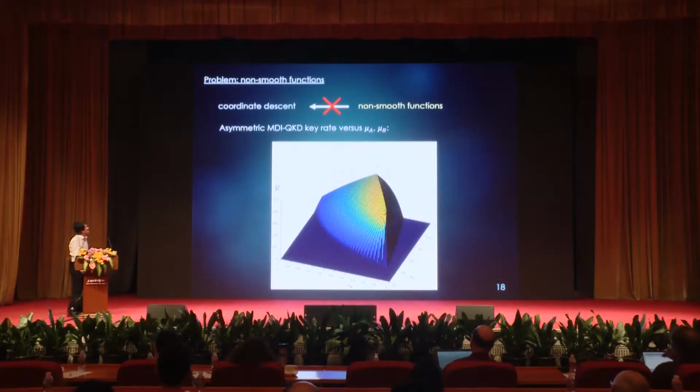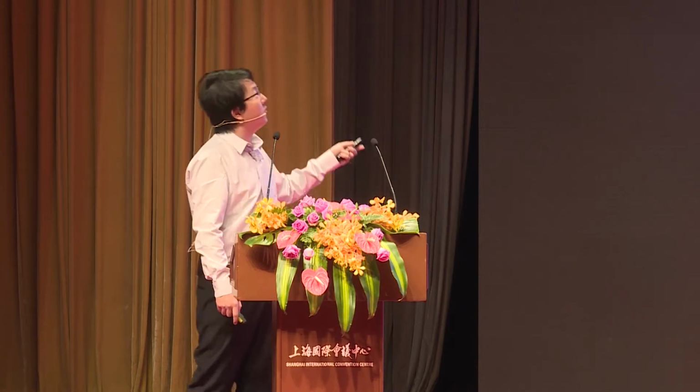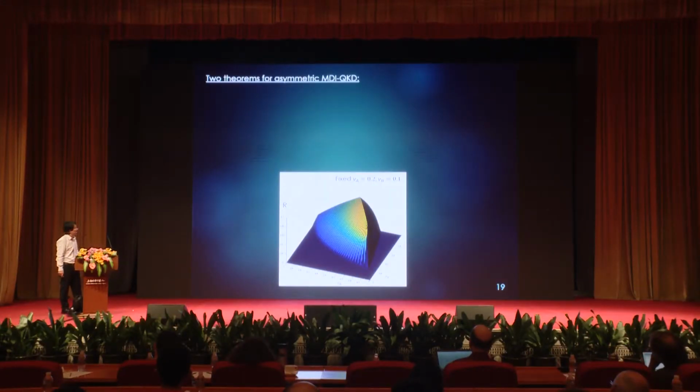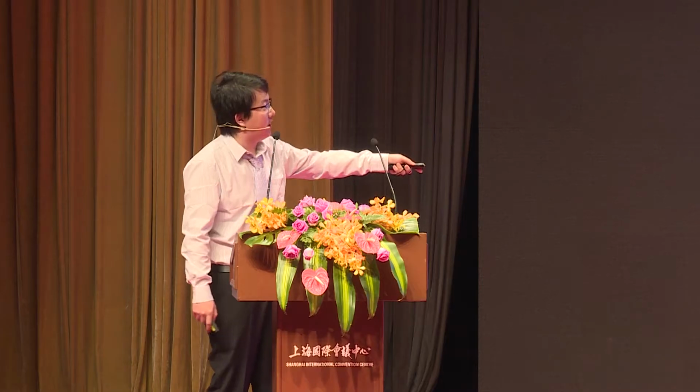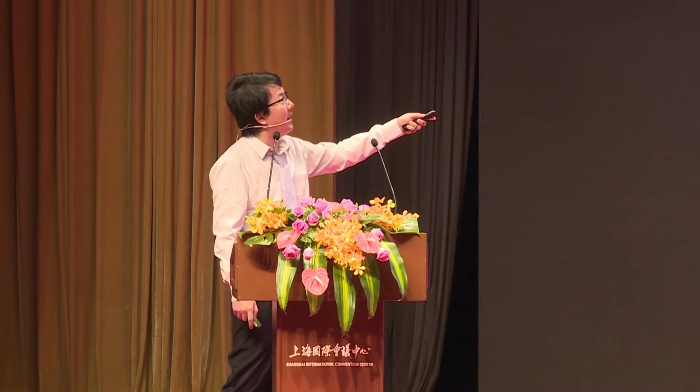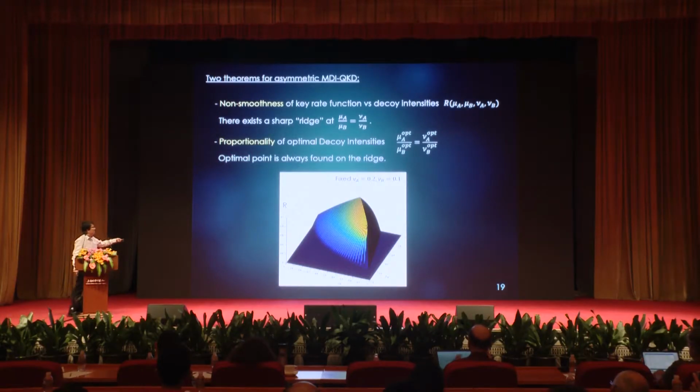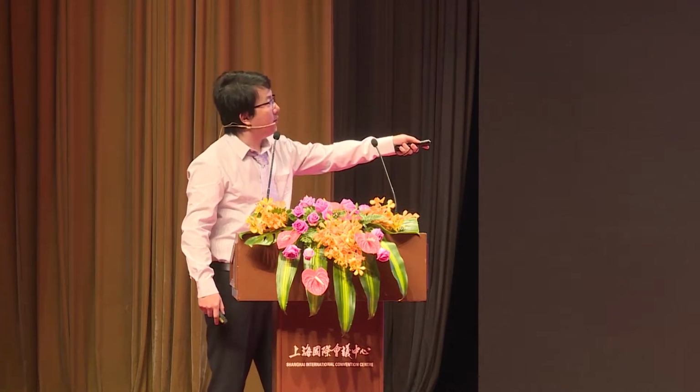But the problem, the bad news here, is that coordinate descent doesn't work for non-smooth functions. And unfortunately for us, the asymmetric MDI-QKD key rate is not a smooth function. And here we will show two theorems for asymmetric MDI-QKD. First, there's a non-smoothness of the key rate function, and there's a ridge that can be observed here at mu A over mu B equals nu A over nu B. And second is that there's a proportionality of the optimal choice of intensities. That is to say, the key rate optimal points always happen on the ridge.